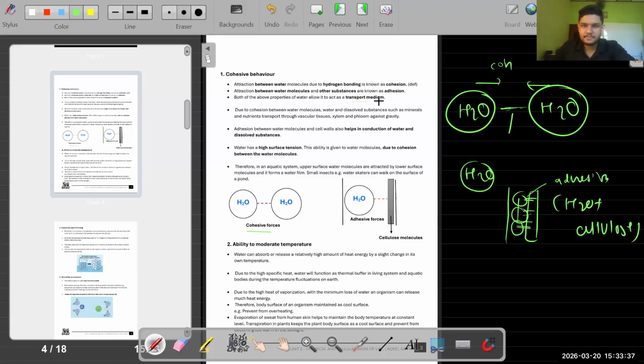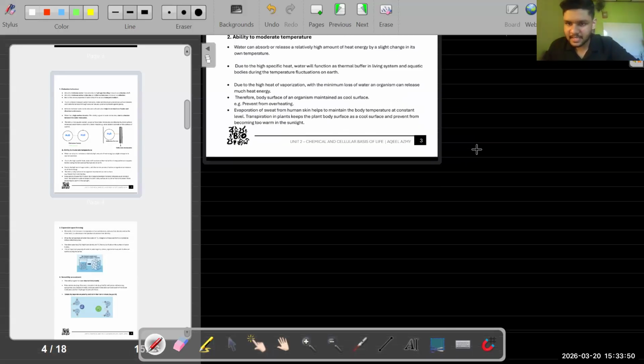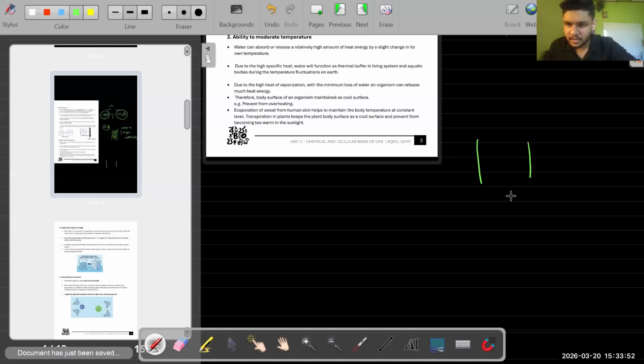These are the ones that help in transporting some material. Now, we understood that water acts as a biological medium. Why? Because of these two properties. What are the properties? Cohesion, adhesion. Now, if you see, simply this is the idea. If this is a stem, water molecules will be moving like this, droplets like this.